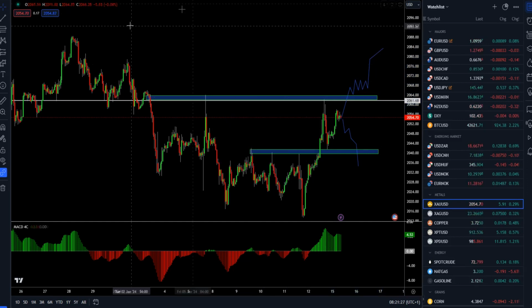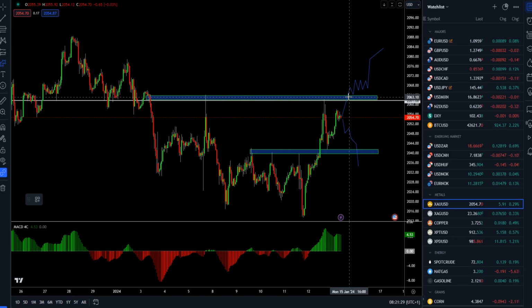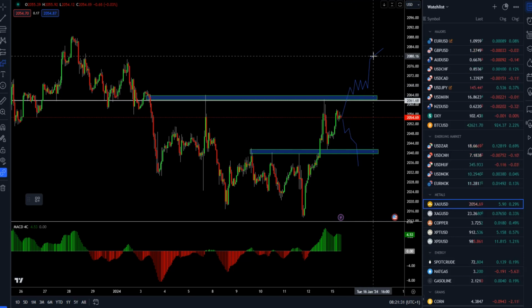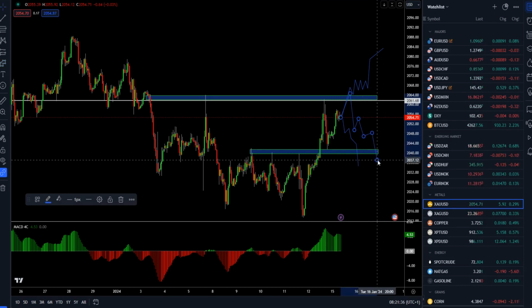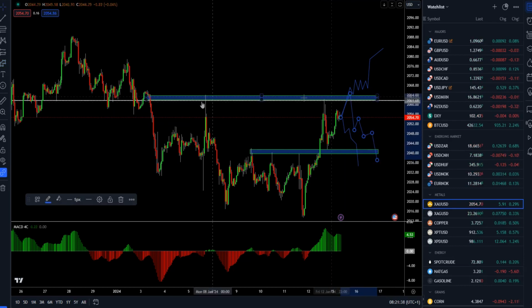But this is the case just if the market can trade above this resistance and hold above, because also there is a potential for the fake breakout and something like this. So watch carefully this resistance area and see how the market will react.